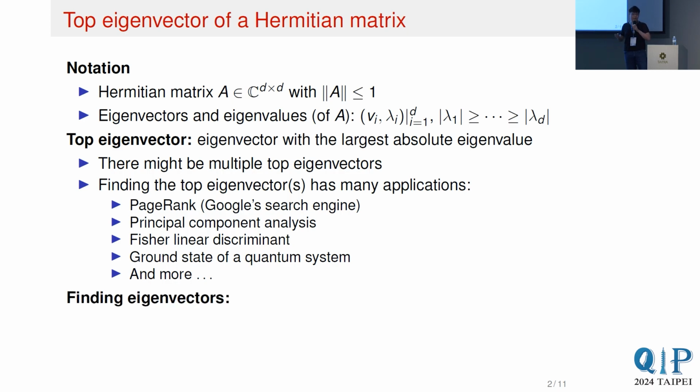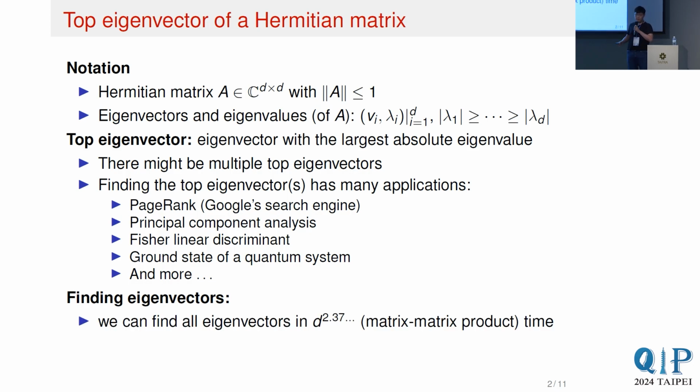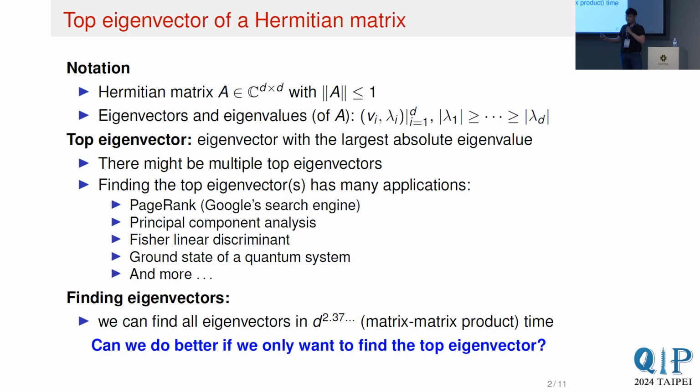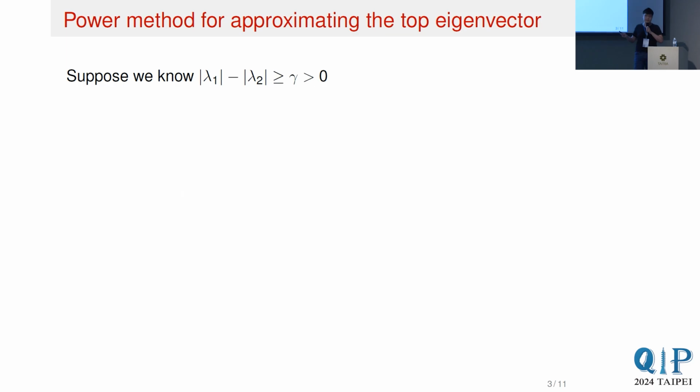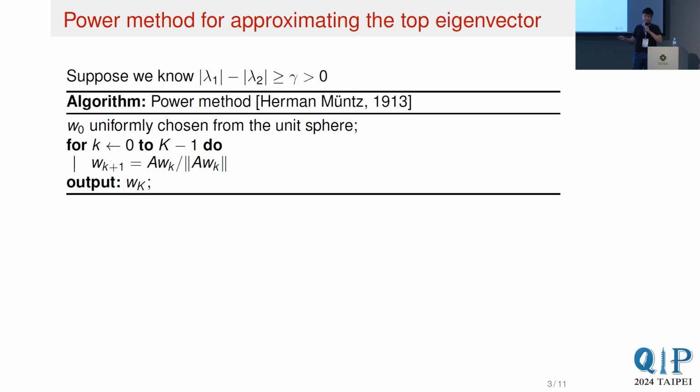So how can we find the top eigenvector? The most straightforward way is to find all eigenvectors by diagonalizing the whole matrix. But it is sometimes overkill, because you will need matrix multiplication time. So the question: can we do better if we only want to find the top eigenvector? And the answer is yes, suppose there's a reasonable gap between the top and the second eigenvalue.